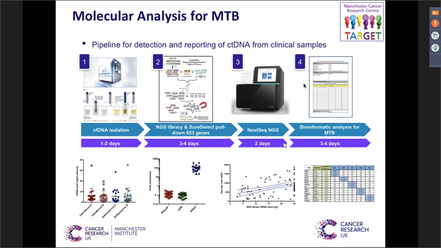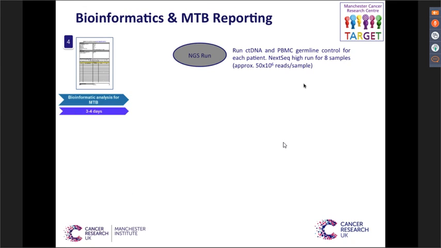We use NextSeq to generate our data, and the fourth part is bioinformatics, and this has really over the last couple of years proven to be one of the most important steps of the analysis. Because we're working on circulating tumor DNA, the analysis is different from when you're looking at tumors, and the process that you use for your bioinformatics really influences the quality of data you get out. So over the development of the trial, the bioinformatics have evolved. What we've got now is shown here in this slide.